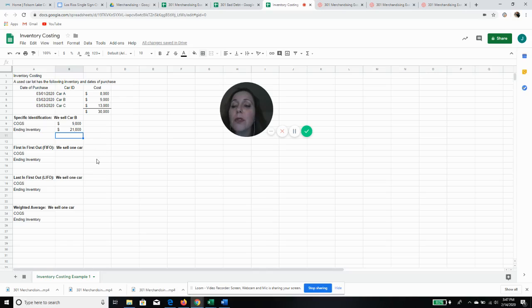All right. So under the first in, first out method, we assume that the first one we sell is the first one that we bought. If you think about at the grocery store, like in the dairy section, right? They always move around the stock so that the ones that don't expire for a long time are in the back, and the ones that are going to expire sooner in the front. That's first in, first out.